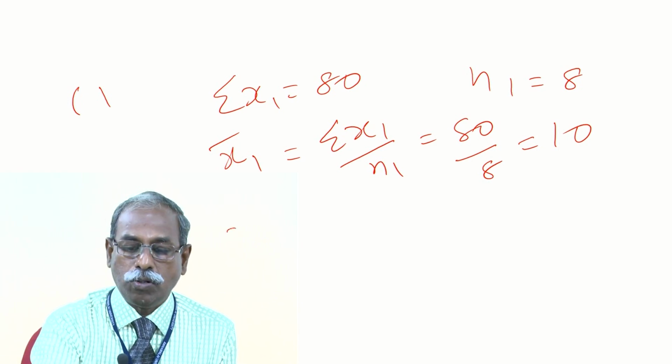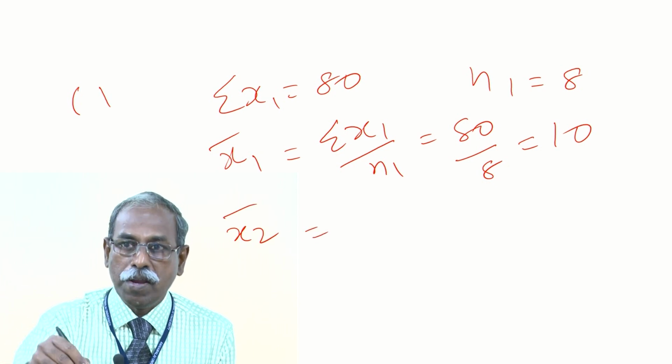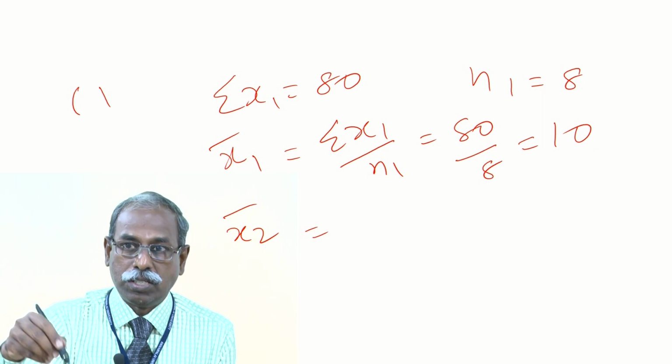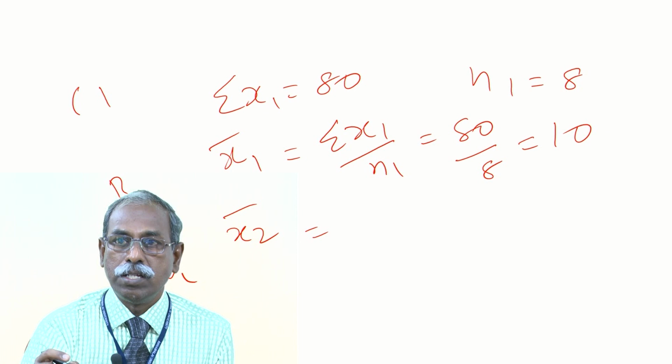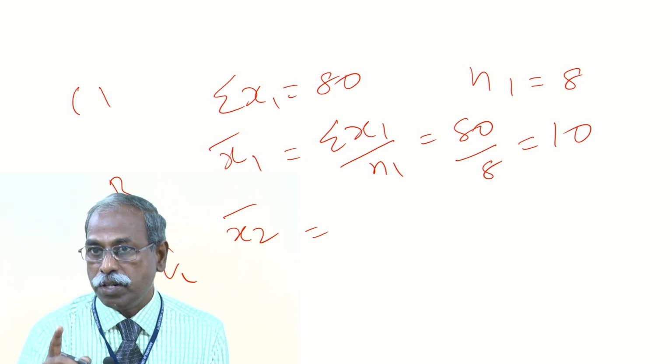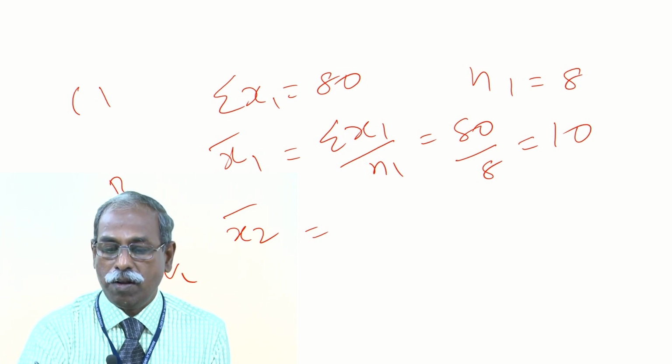Okay, like that you have to find out x2 bar. X2 bar is nothing but the mean of the second group, girls. This is boys, this is girls. Because you want to test, is there any significant difference between the two group means? For that I will also explain how to formulate a hypothesis.